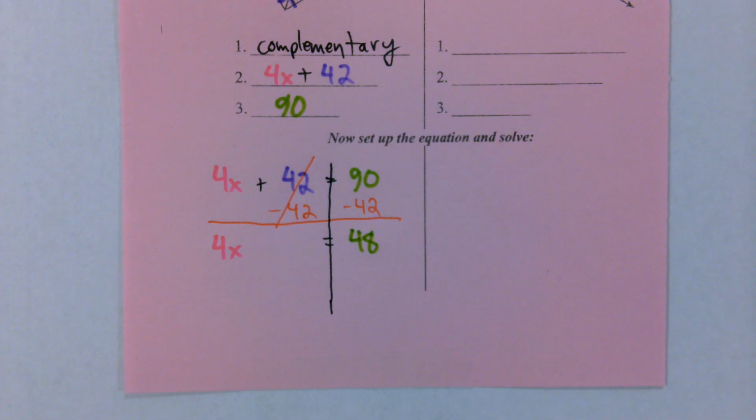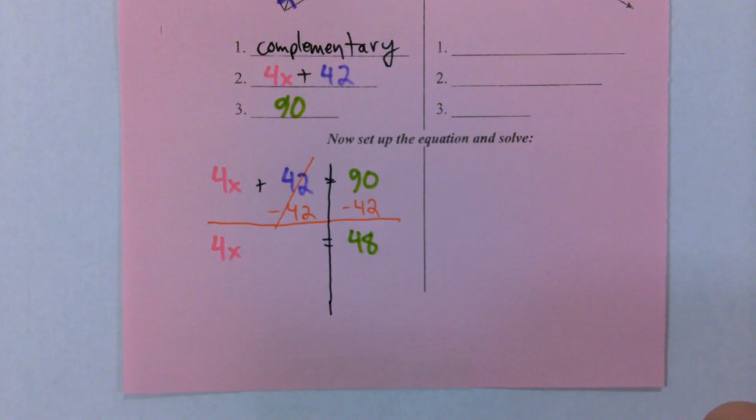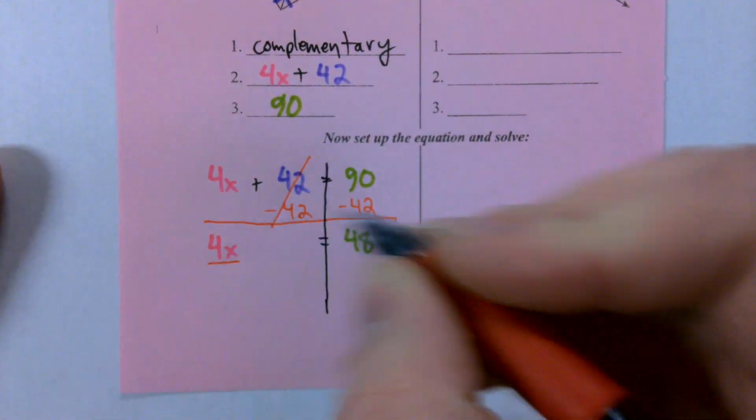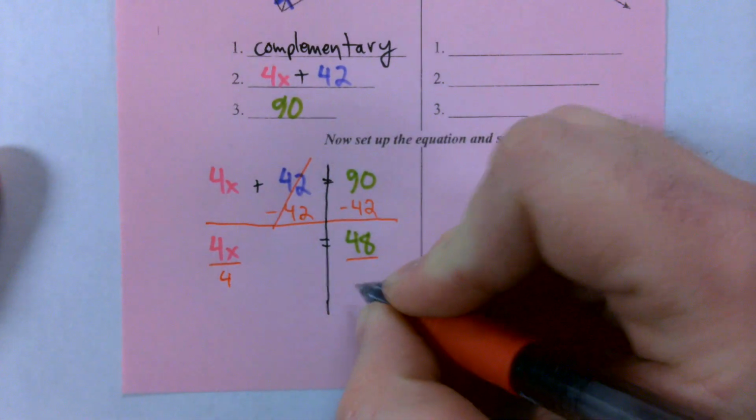These aren't even the crazy equations, like when we had to fraction bust and distribute and do all that nonsense. These are nice, simple, just two-step equations. What's my last step here going to be? If 4x is equal to 48, that's right. Thank you, Blake. We're going to divide both sides by 4.